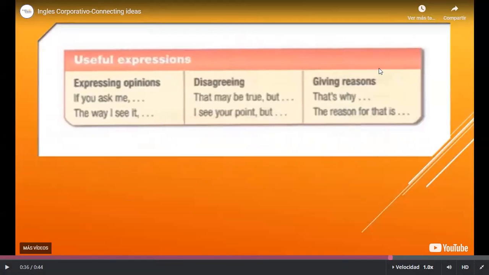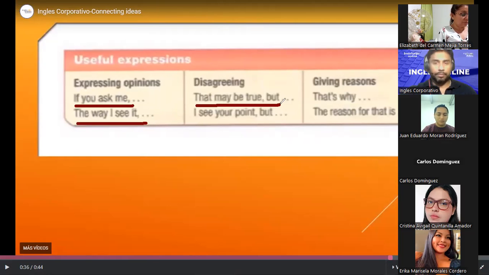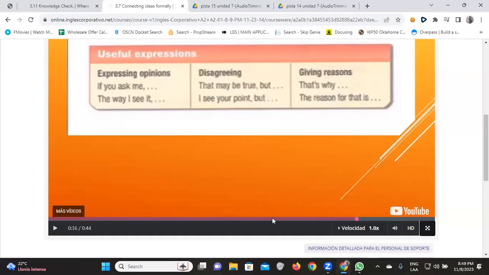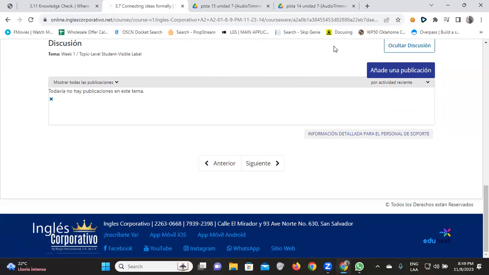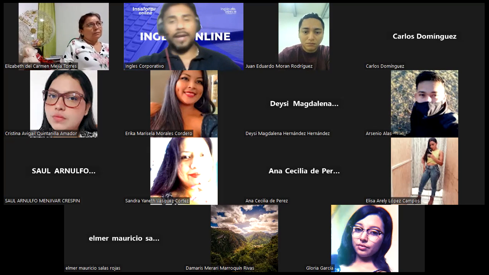All right, now for this activity, what you're going to do is give me examples using, if you ask me, the way I see it. That may be true, but I see your point, but that's why, the reason for that is. You are going to write your examples on the discussion box over here. Any questions? You're going to write five examples. Ready, let's go.